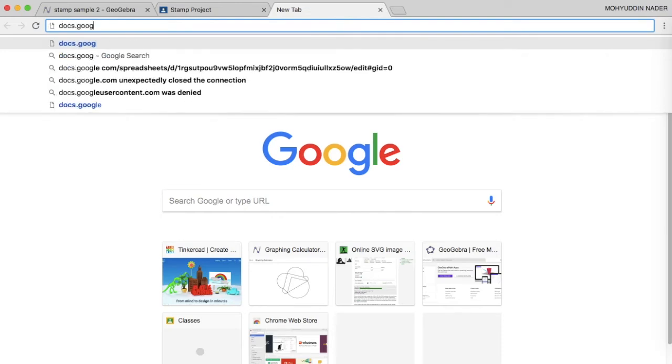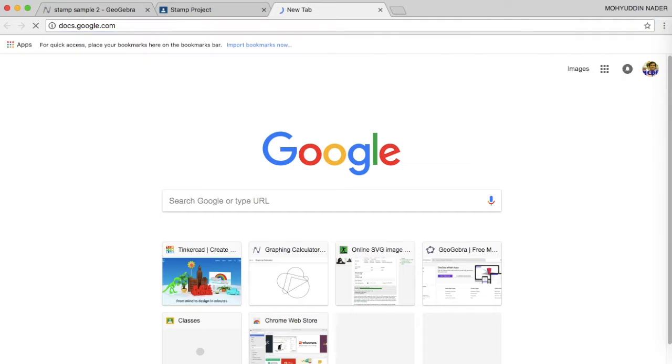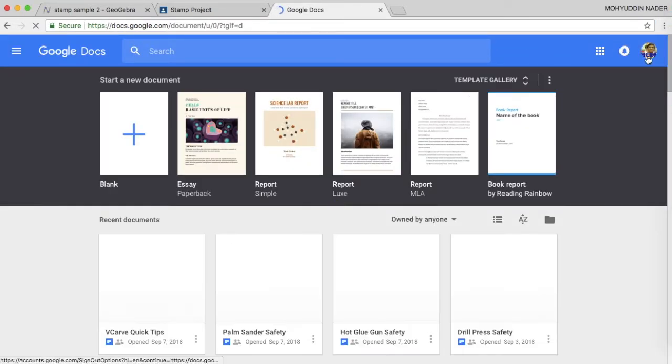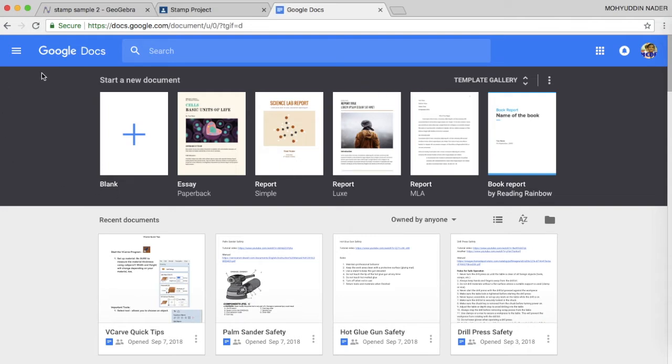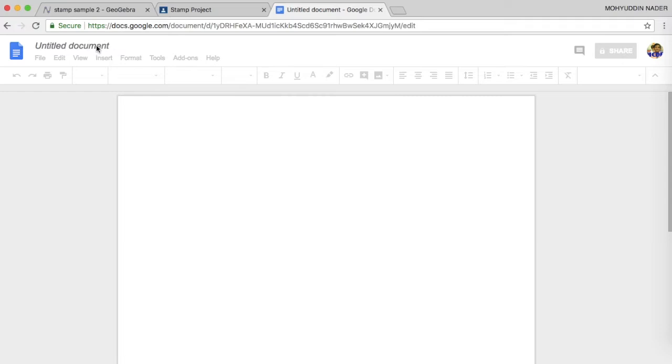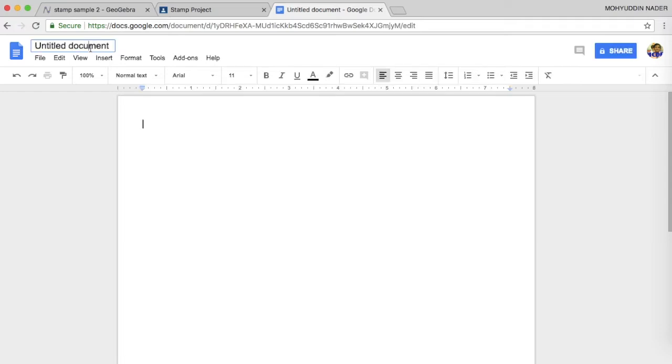So I'm going to go to docs.google.com. And if I'm already logged into my HCDE account, which I am, then I should see a variety of things. I'm going to hit a new file. I'm going to call this 3D print slope calculations, or stamp calculations, whatever you like.